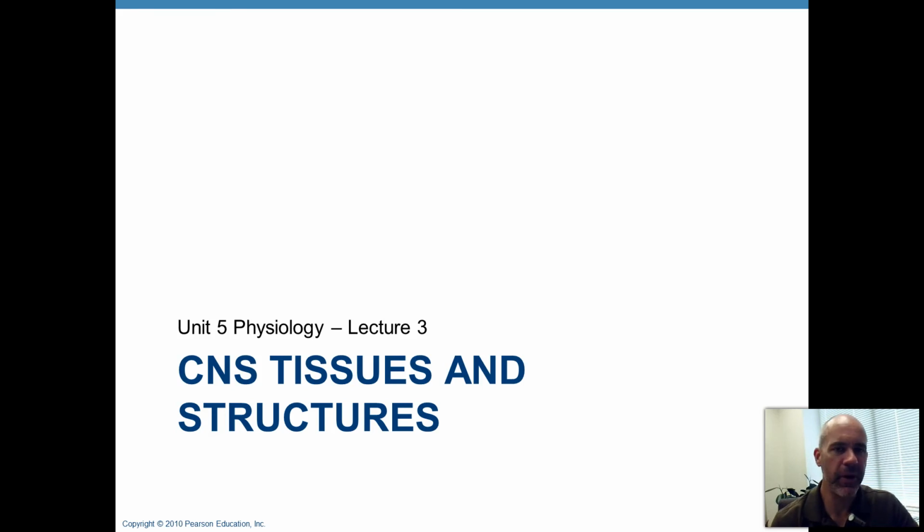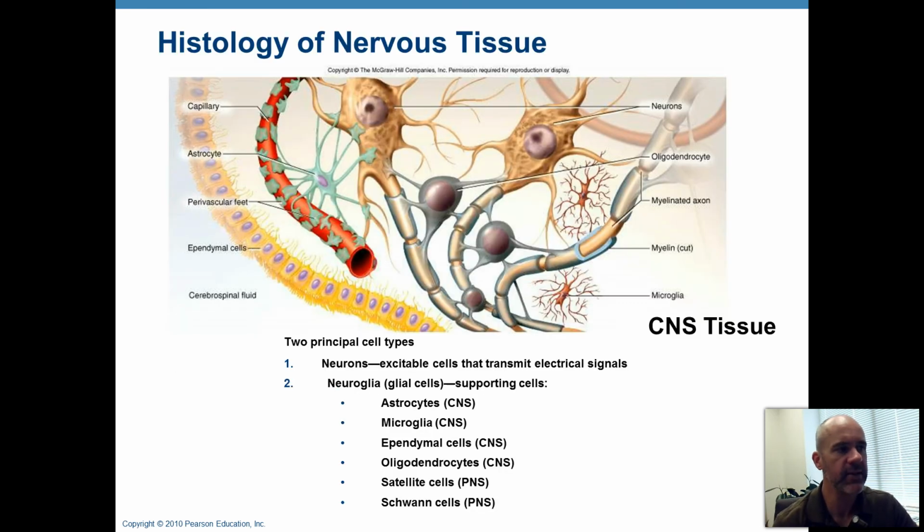Okay, lecture number 3 here. We're going to talk a little bit more about central nervous system tissues and structures, and we're going to see it's not only about neurons in the central nervous system. This is a pretty nice little diagram which is showing you what's going on inside nervous tissue.